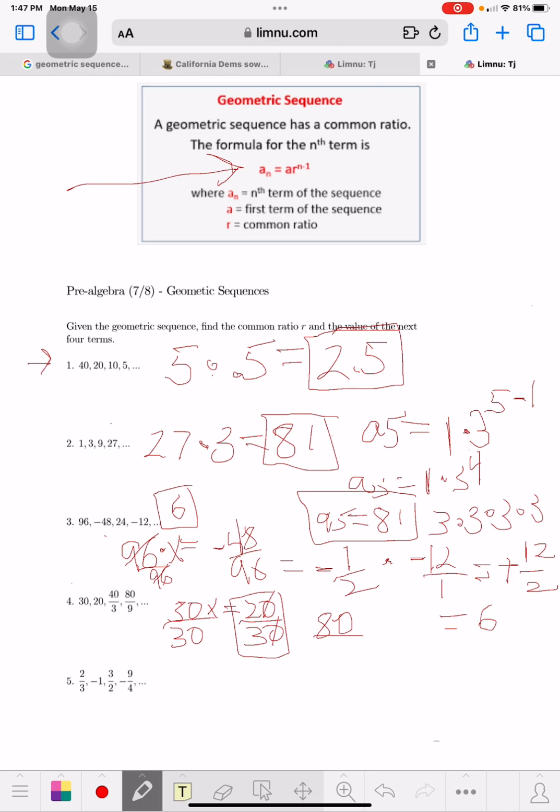80 over 9 times 2/3 equals 160. 3 times 9, 27. And that's it. And I don't believe we can reduce that anymore. And that's the answer for that one. But you see how we can solve that? Okay, now the next one.